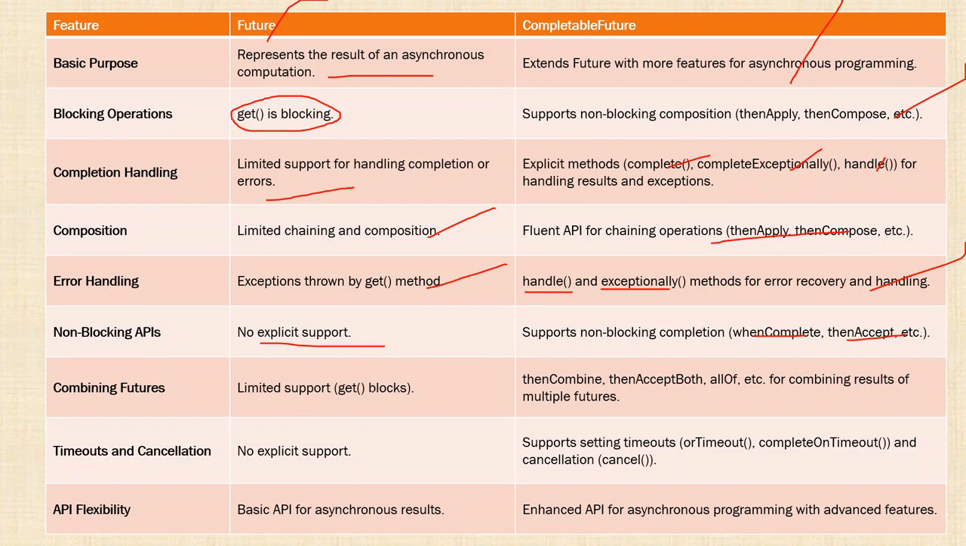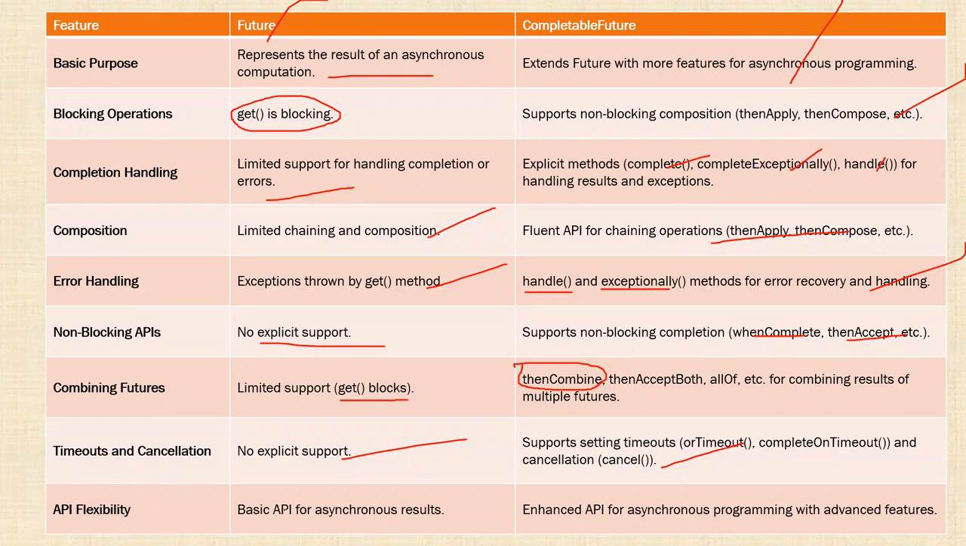Combining futures: Future has limited support, like if you use get, it will be blocked. Your thread will be blocked till completion of your task. But we have thenCombine and thenAcceptBoth for combining the results of multiple futures. Just now we saw thenCombine, where we combined the result of the first future and the second future, and got the result hello world. So it is possible in CompletableFuture. For timeout and cancellation, Future has no explicit support for timeout, while CompletableFuture supports setting a timeout with orTimeout, completeOnTimeout, and cancellation with cancel. So we have support for timeout and cancellation also.